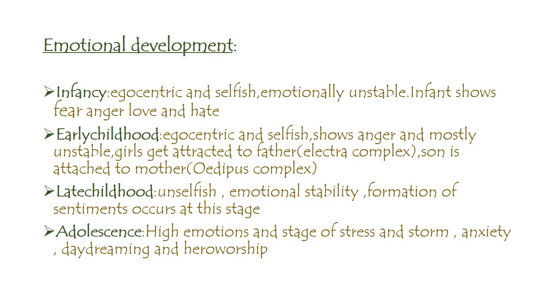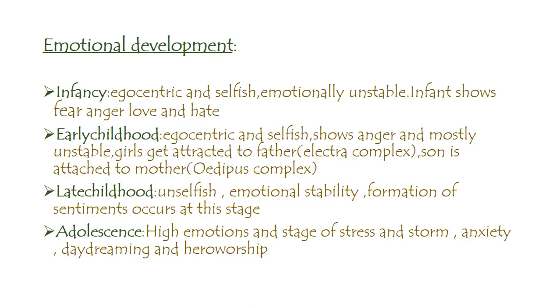Next, in later childhood, a child becomes somewhat unselfish. He becomes emotionally stable, understands and forms sentiments at this stage. And in adolescence there are high emotions; it is known as the age of stress and storm, though he will be able to handle emotions at this stage. There will be anxiety, and daydreaming and hero worship prevail at this adolescent stage.